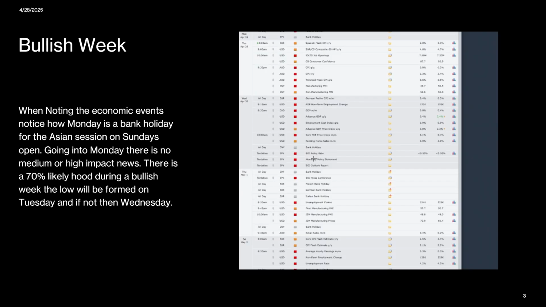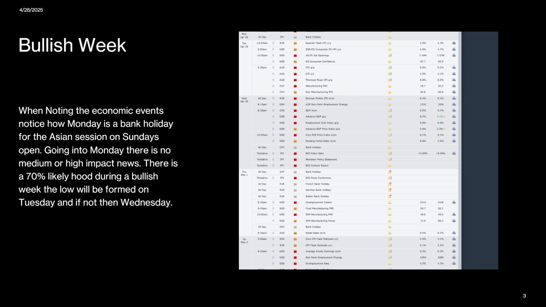Wednesday, high impact. Thursday, high impact. Also holidays as well. Unemployment claims, though, that's USD, so high impact. Friday, NFP, non-farm payroll. So that is a bullish week, and we can read this right here. When noting the economic events, notice how Monday is a bank holiday for the Asian session on Sunday's open. Going into Monday, there's no medium or high impact news.